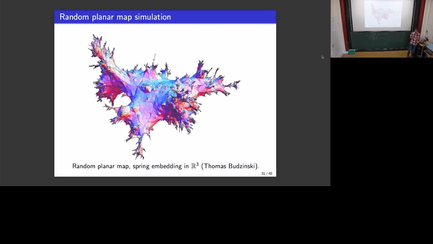This is a different picture, a different model of a random planar map, 3D printed. You can take a look at it after the talk.